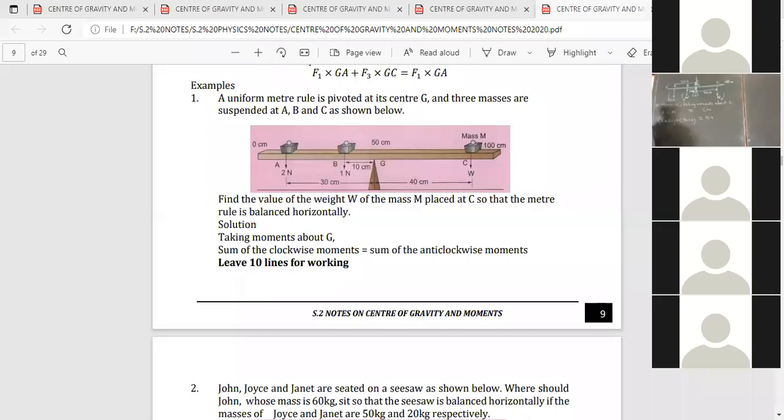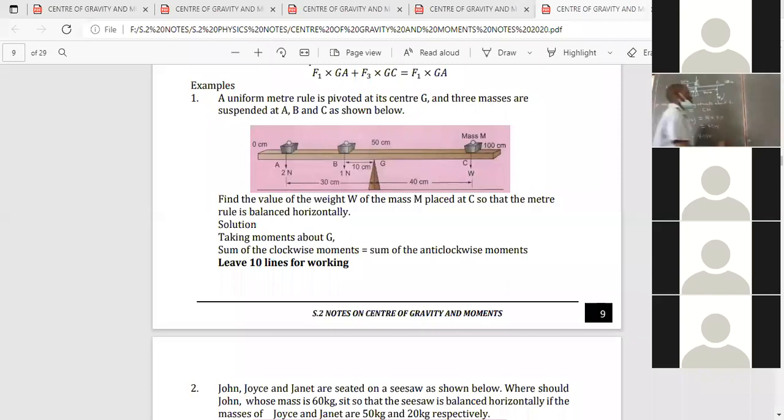Can somebody give me the reason? Because they are going to cancel out. Good. So what do we have here? 60 plus 10 is equal to 40 W. So 60 plus 10 gives us 70. 70 is equal to 40 W. Next, what do I do? Divide by 40 on both sides.